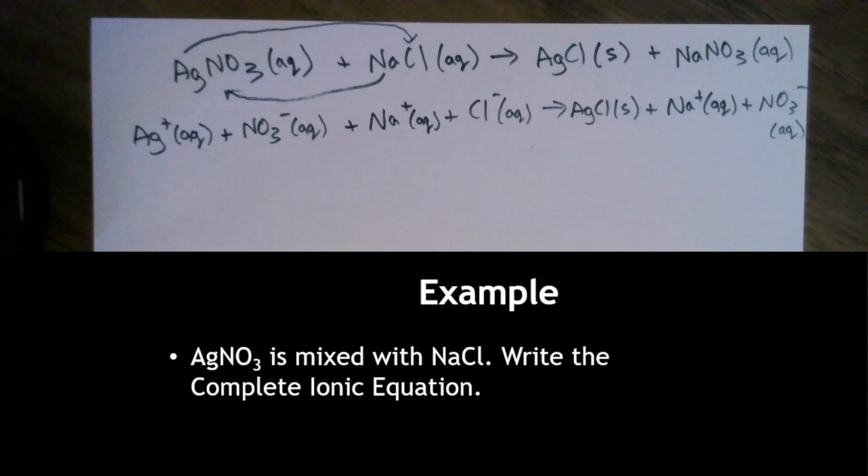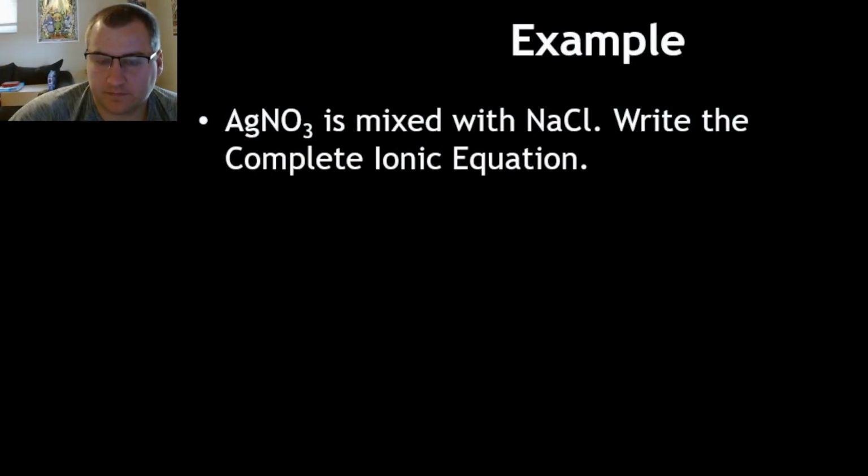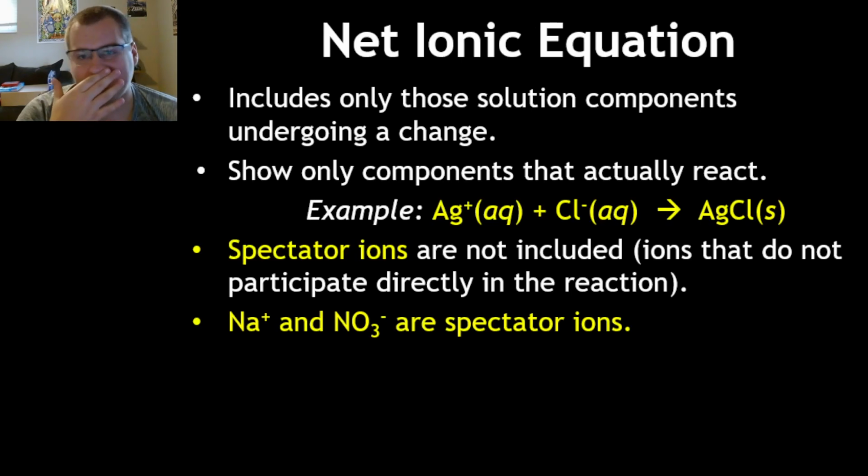All right. That's a lot to write. That's my complete ionic equation. It's showing you how your things split apart. Okay. Now we also have something called a net ionic equation. This includes only those solution components that actually change. Some of these things are just kind of dissolving in our liquid and not reacting with anything. They're not that important. This only shows things that actually react.